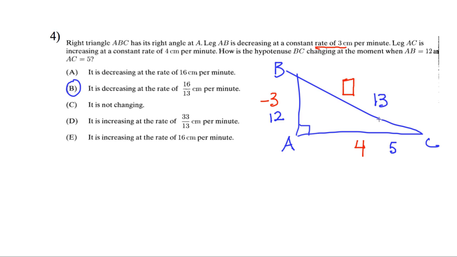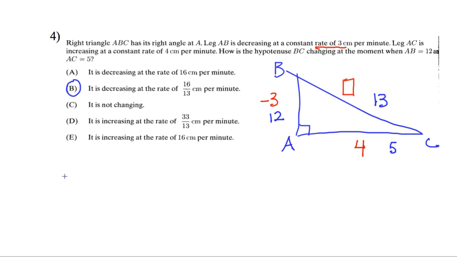You need to have that memorized. 12, 5, and 13. If you don't have that memorized, you can do it the long way of a squared plus b squared equals c squared. 144 plus 25 is 169. 13 is the square root of 169. All right, so we have all of the pieces of information because there's a total of 6 variables. One of them here is unknown, therefore we can solve for it.